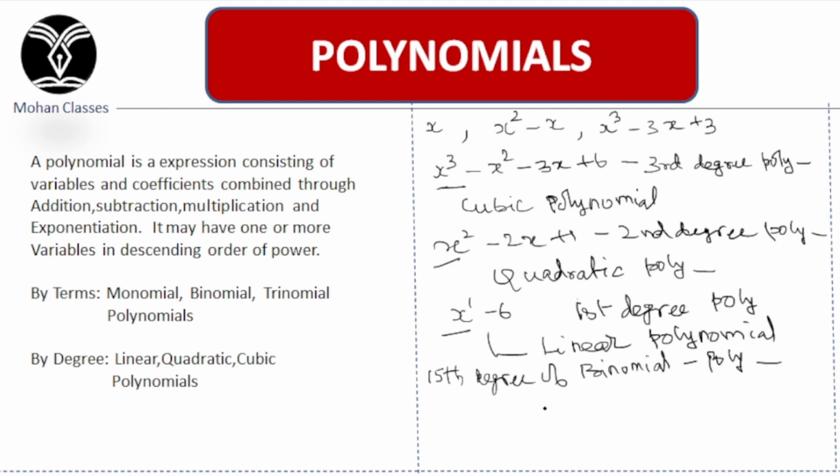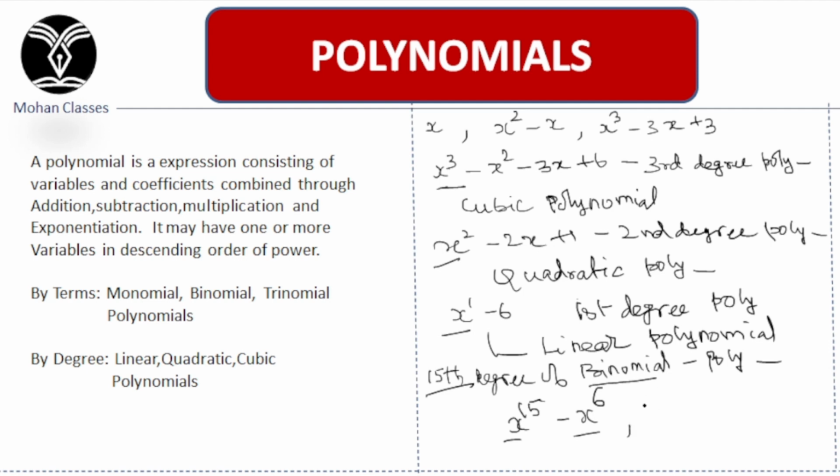How will we write it? We have to write a 15th degree binomial polynomial. Binomial means it should have only two terms, but the degree should be 15. So first you write x to the power of 15 minus x to the power of 6 or 7, whatever power you want. But the terms should be only 2 because they have clearly said binomial. So this is the example for a 15th degree binomial polynomial.